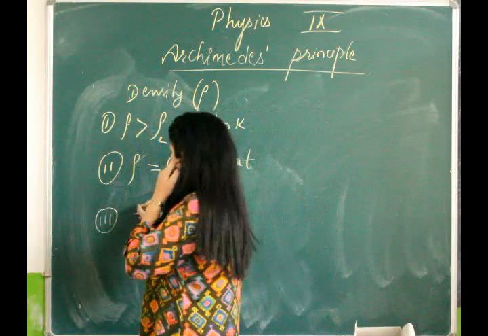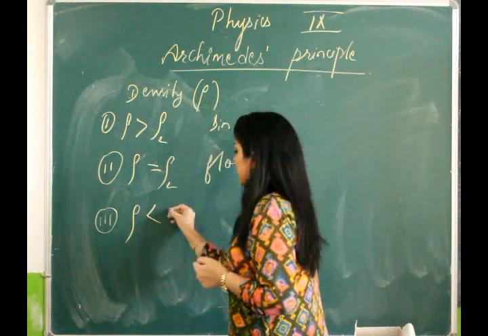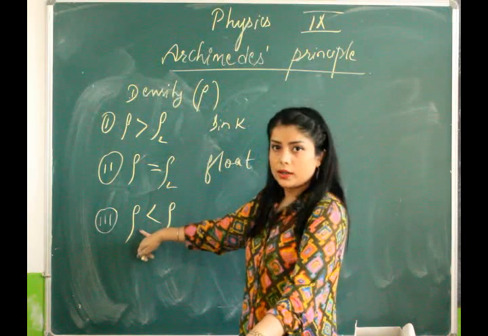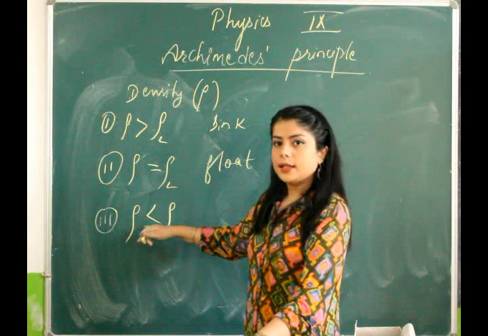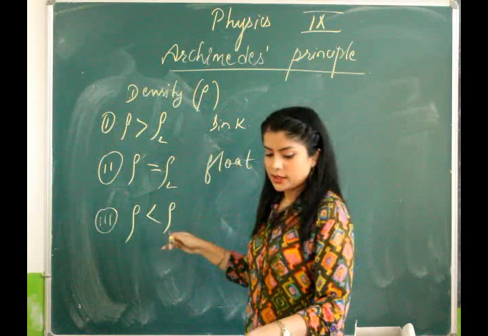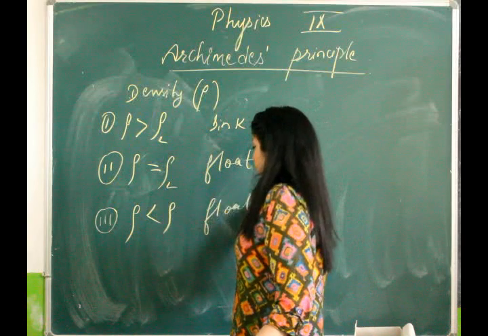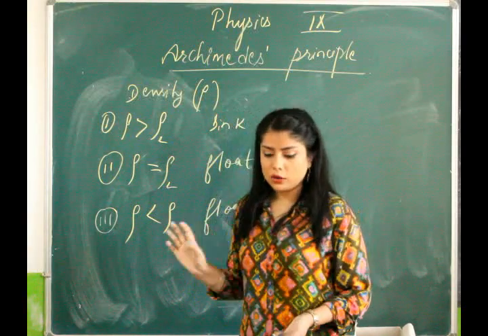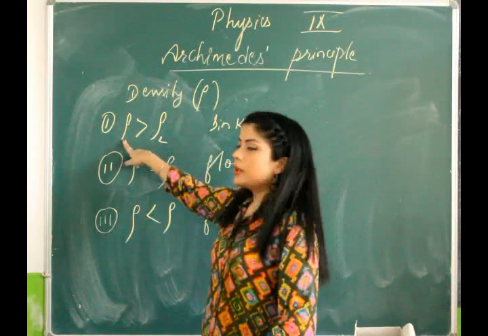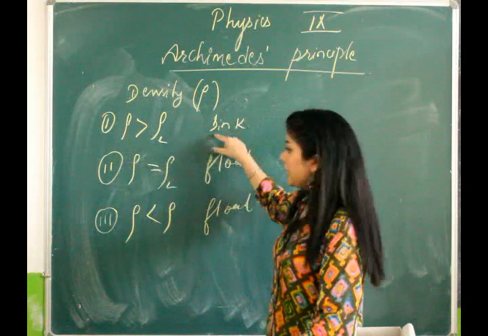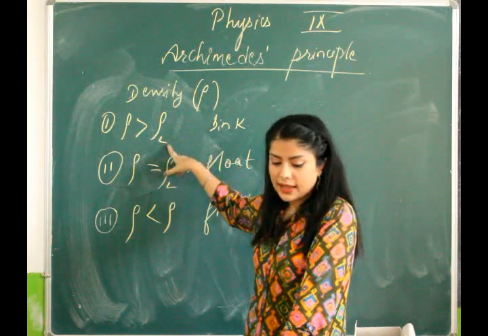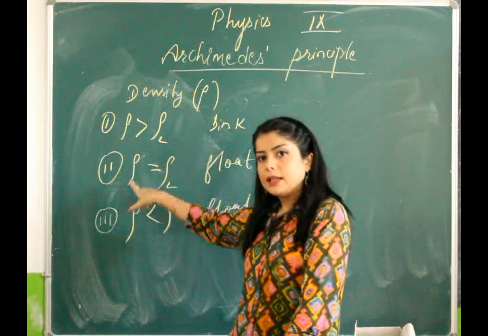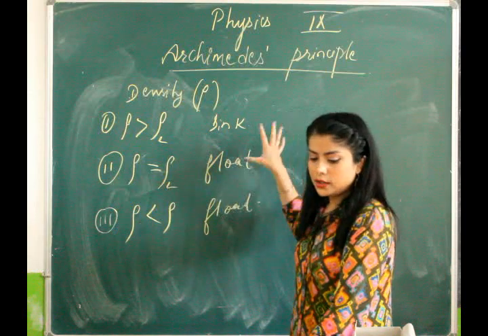The third one: if the density of the object is less than the density of the liquid, that is, if the liquid is more dense than the object, in this case also the object will float. Thus, what we can conclude is that a body of density rho sinks in a liquid if the density of the liquid is less than the density of the object. Second, if the density of the object is equal to or less than the density of the liquid, then it will float. You can note this down.